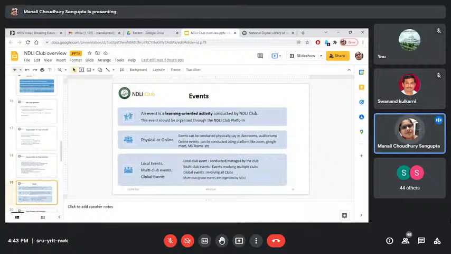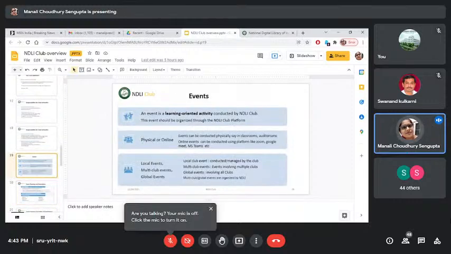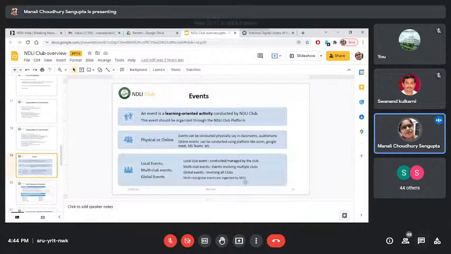And then local events, which the college has to create. There are many colleges and schools which have many units, like DPS, Delhi Public School. They are also our registered club member. Very often they organize multi-club events because DPS has many units across India, so they have multiple clubs. They write to us, we provide them the platform, and they create multi-club events. And then global events are essentially conducted by the NDLI team, the National Digital Library authority.